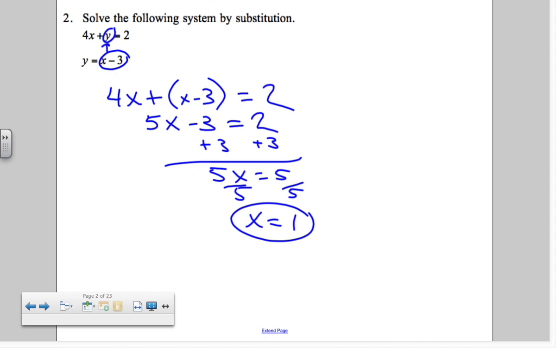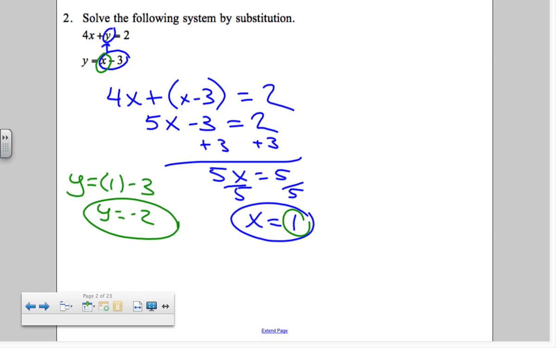But remember, you are not done, because once you've found x, then you have to also find y. So what I'm going to do there is substitute the 1 into one of the equations for x. So the second equation tells me that y equals 1 minus 3, which is negative 2. So your full answer is x equals 1, y equals negative 2.